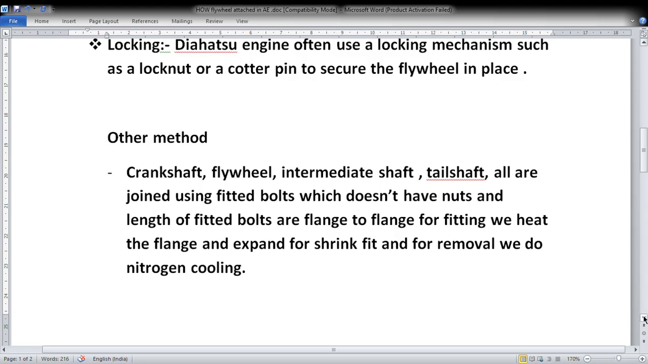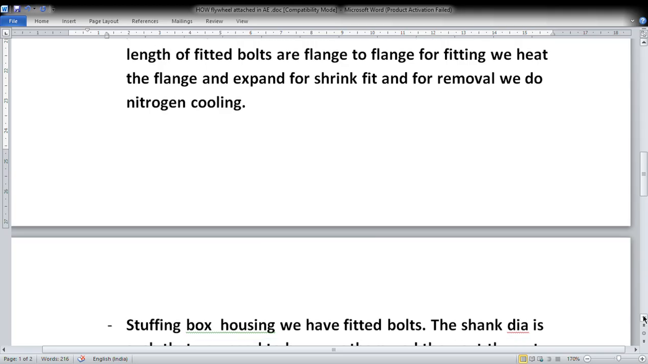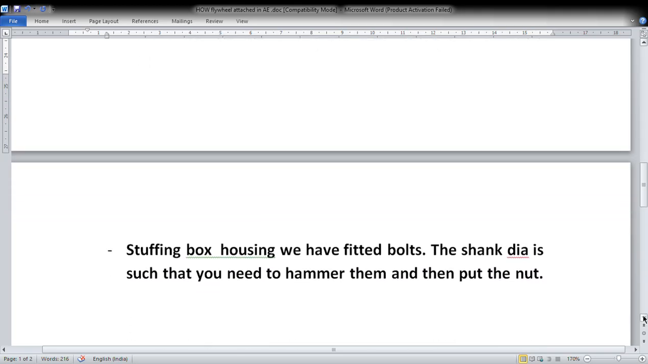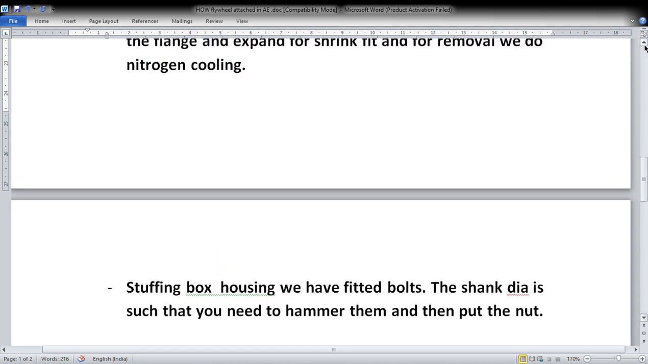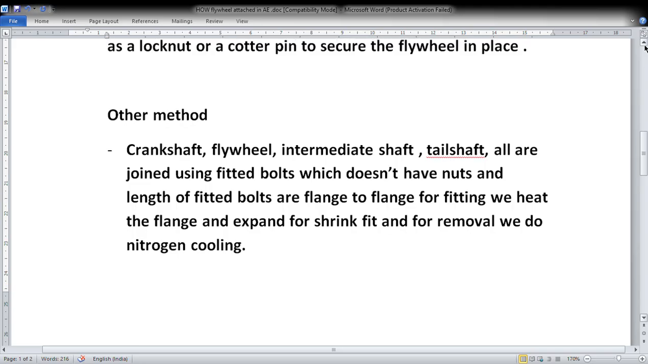So there is a note that I would like to read for you. This is also important. For the stuffing box housing, we have fitted bolts. The shank diameter is such that you need to hammer them and then put the nut. So first we have to hammer and then you put the nut. Okay, so these are the different methods of fitting a flywheel to the engine or the crankshaft.